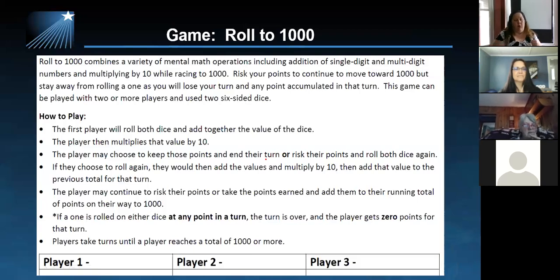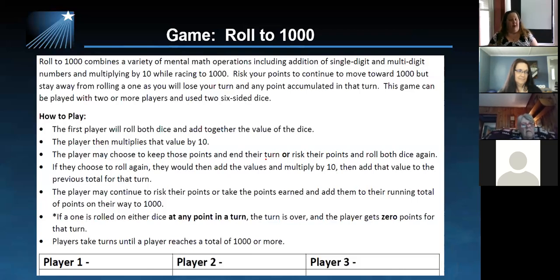So this time I roll the 2 dice, and I get a 5 and a 5. So I add them together. I have 5 plus 5 is 10. Then I multiply by 10. 10 times 10 is 100. I'm going to add that 100 to the 50 points that I already have. So I now have earned 150 points. And again, I can either take those points and end my turn, or I can risk my points and go again.